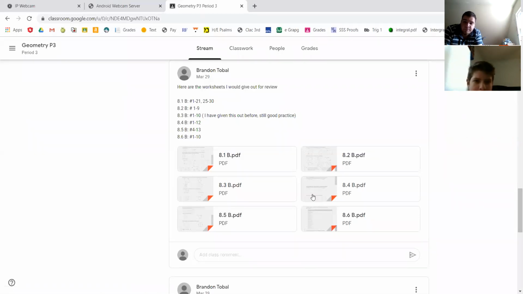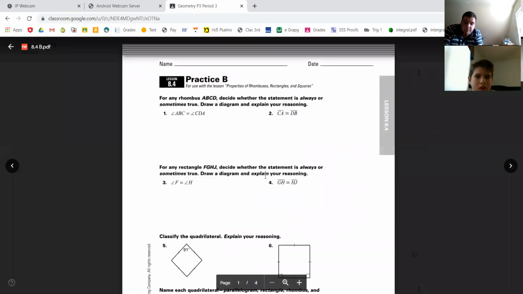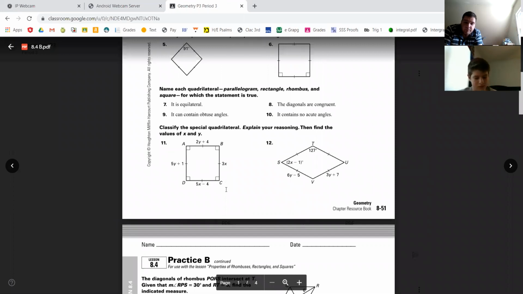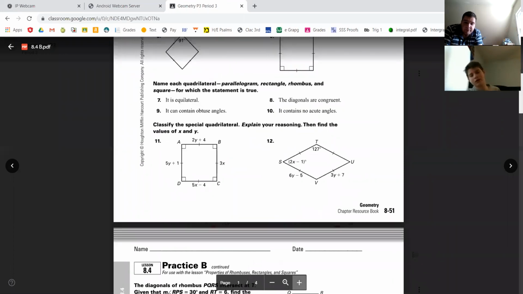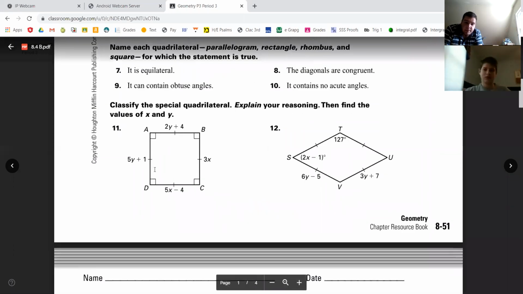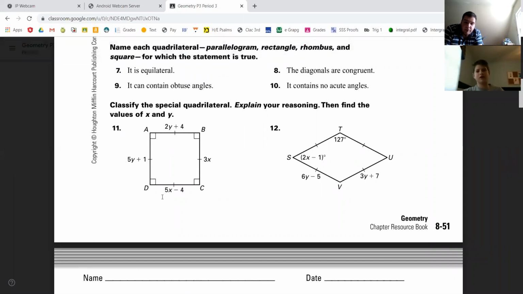I don't know if I did it right. How do you do 11 for 8.4? Let's see. This one? It's a rhombus. What else could it also be? Oh yeah, sorry, it's a square. Yeah, so the most particular answer is a square, okay?